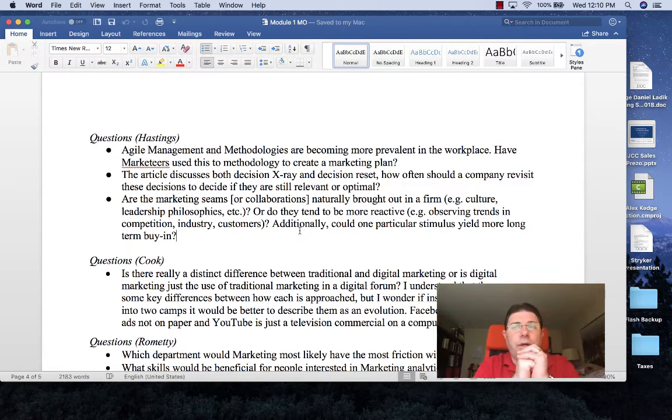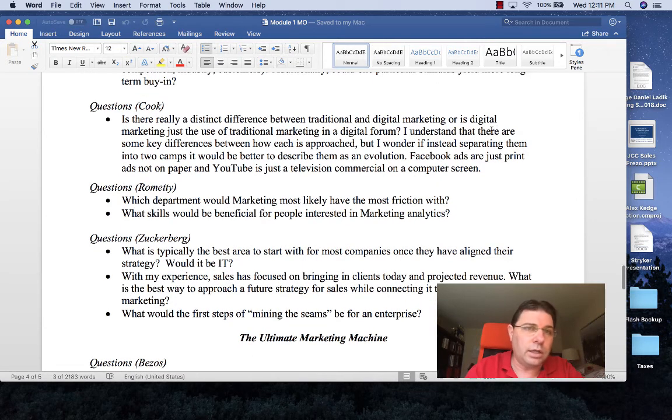Are the marketing seams naturally brought in and out of a firm, or do they need to be more reactive? Some firms, from the inside out, specifically set up the collaborations. They force the collaborations. Okay. I think it would be better if the stimulus was data and a CEO, he or she saying, okay, this is the information coming in from the industry. This is what we're going to be facing competitively in the next 3 to 6 months. How do we at least meet them or get ahead of them? And if that's the strategic direction from an outside in, then the corporation will rally around it and the seams will take care of themselves.